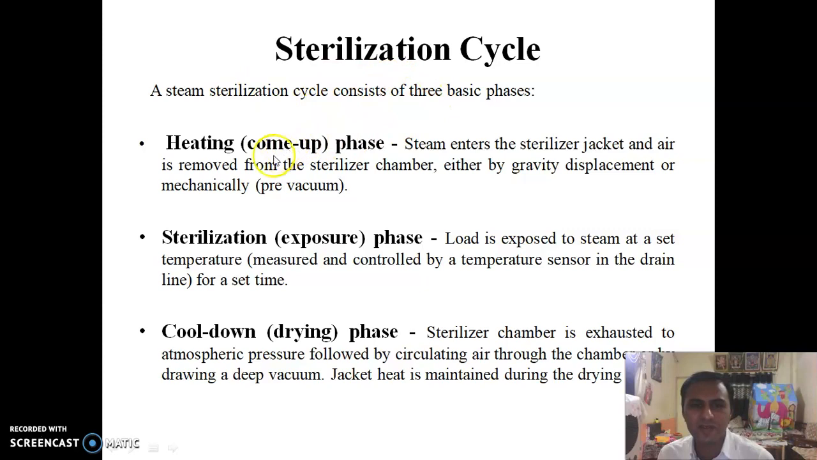Usually it consists of three phases. First is the heating phase. Steam enters the sterilizer jacket and air is removed from the sterilizer chamber either by gravity displacement or mechanical pre-vacuum. Sterilization phase: the load is exposed to steam at a set temperature, measured and controlled by a temperature sensor in the drain line, for a set time. Next one, cool down and drying phase. The sterilizer chamber is exhausted to atmospheric pressure, followed by circulating air through the chamber or by drawing a deep vacuum. Jacket heat is maintained during the drying phase.